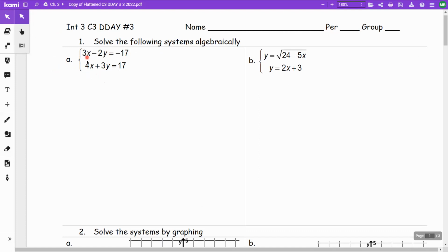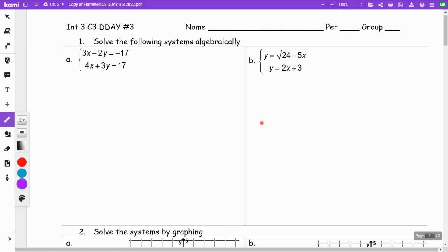We're either going to try to get the same number in front of our x's or the same number in front of our y's, but we want different signs. I think I'm going to lean towards my y's because one of them's already negative and the other one's positive. And so if I have a 2 and a 3, I'm going to be trying to get a negative 6 here and a positive 6 here.